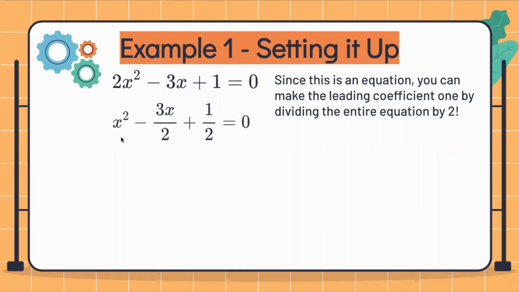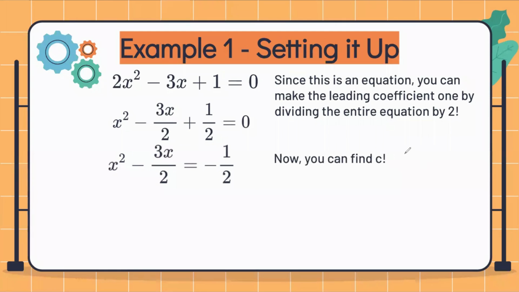And now that you have your leading coefficient of 1, you can go ahead and find your c value. The first thing you have to do though is get rid of your original c value right here just by subtracting it to the other side. And that would just give you x squared minus 3x over 2 equals negative 1/2. Now you can find your c value.